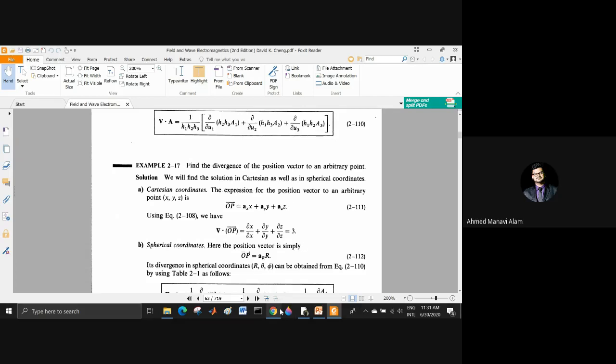Acha tale amra ei ankote diye shuru kori. So start with this math.